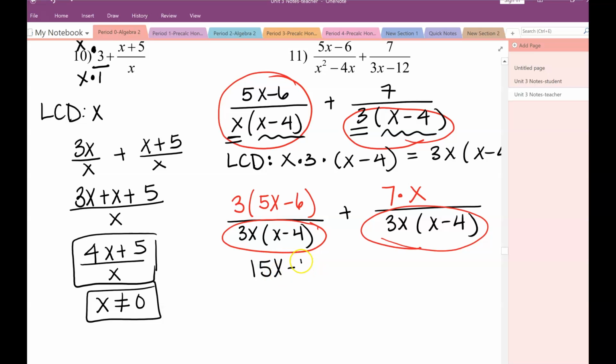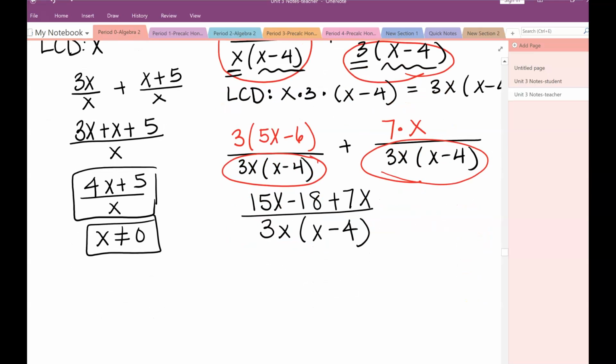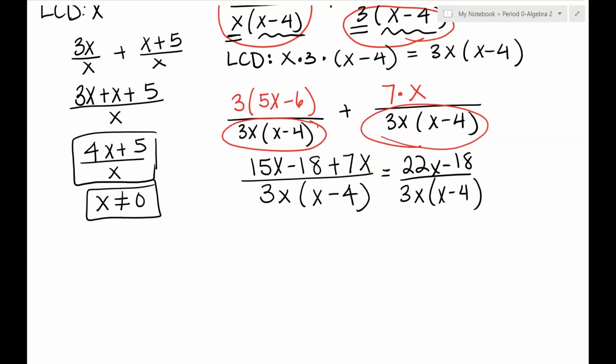15x minus 18, and then 7 times x is just simply 7x over my common denominator of 3x times the quantity of x minus 4. Can we combine like terms on the top? Yeah, 15x plus 7x will give us what? 22x minus 18 all over my denominator. All right, can we factor the top? Yeah. What do they have in common? They both are even. So if they both are even, what can we at least factor out? 2. Yep. Let's try that first. Then that means you have 2 times 11x minus 9 all over the quantity of 3x times x minus 4.